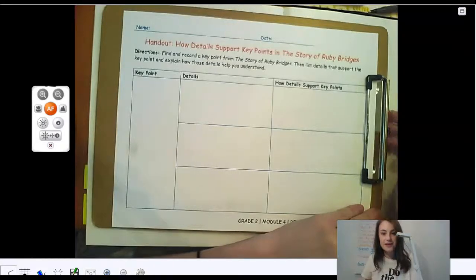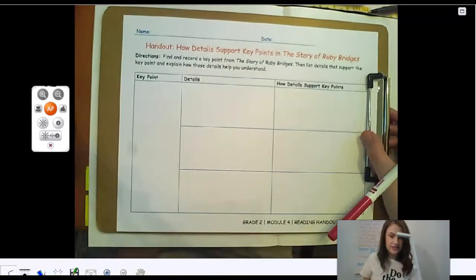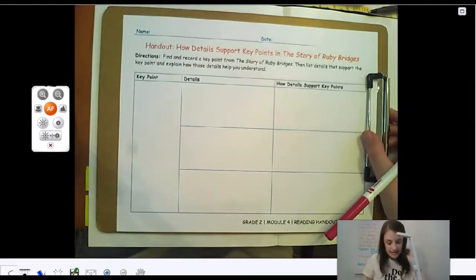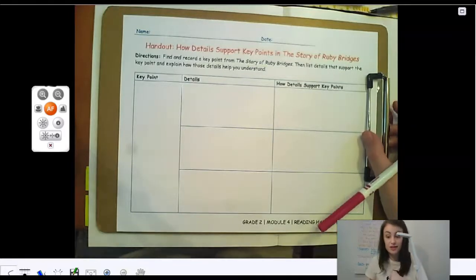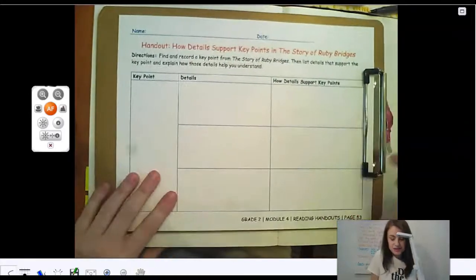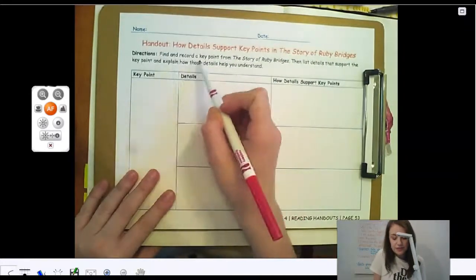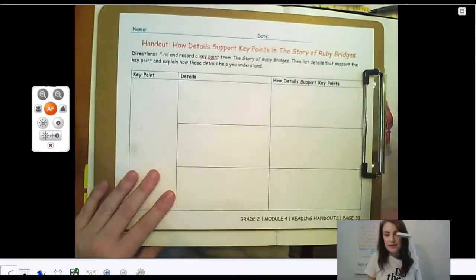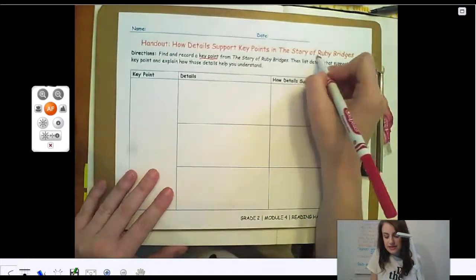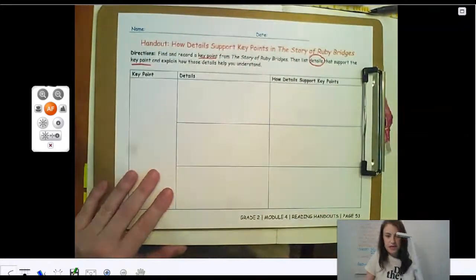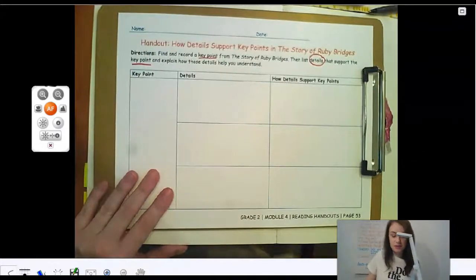All right, so this handout should look familiar to you as it is what we worked on Monday, but this is now the Read for Deeper Meaning portion of our lesson, which means it is your turn to do the thinking. So let's read the directions. Find and record a key point from the story of Ruby Bridges. Then list details that support the key point and explain how those details help you understand.